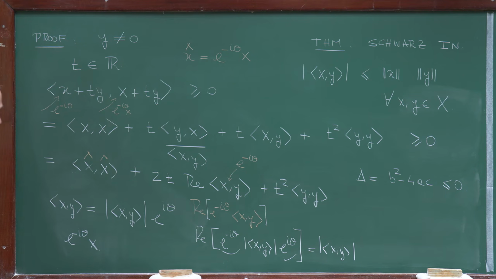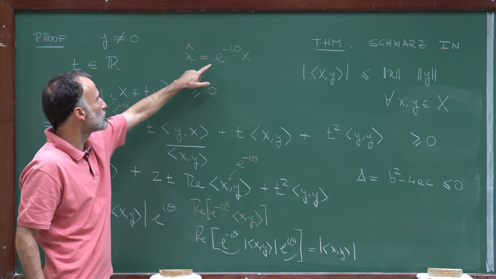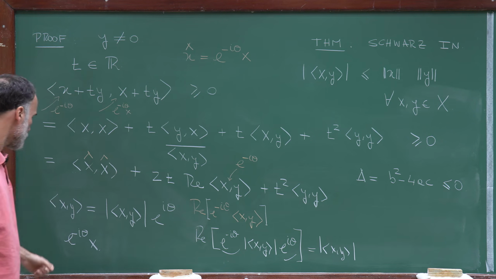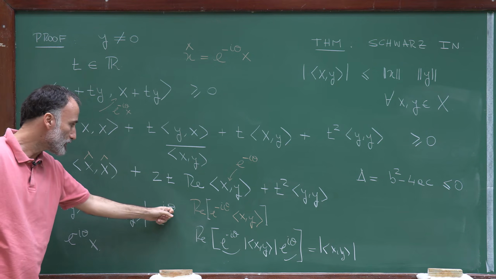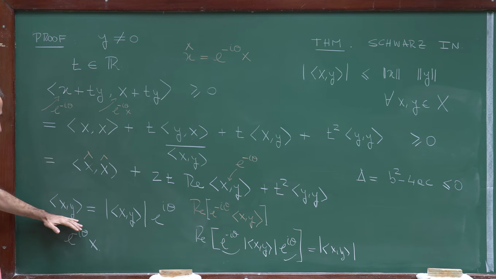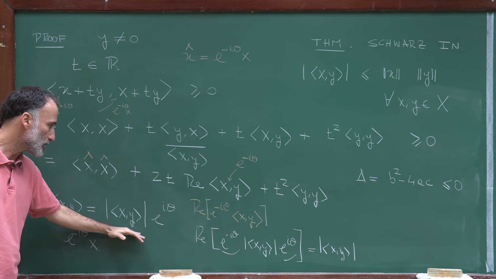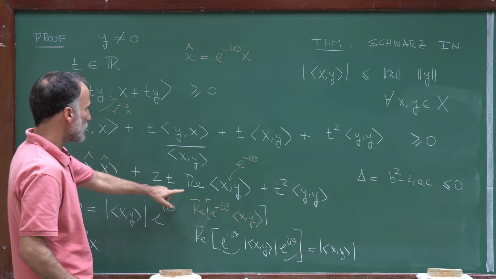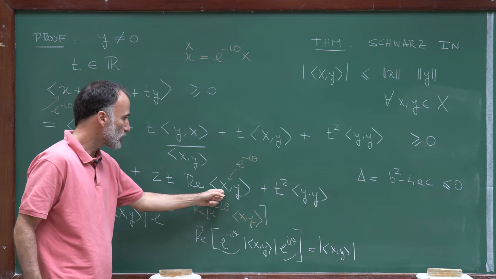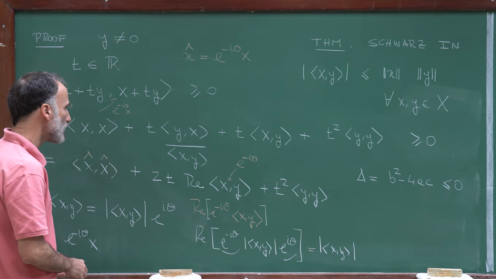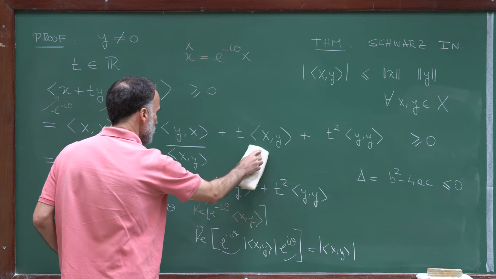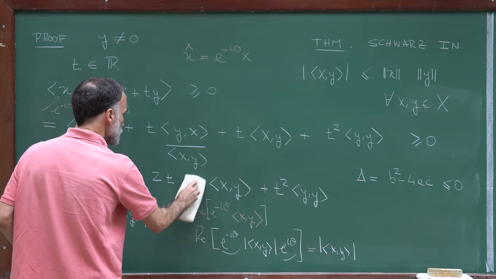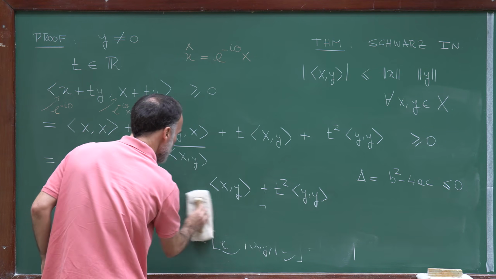So what I just did is that, in this computation, by replacing x by x hat, which is exponential minus i theta x, where theta is chosen for this scalar product to be equal to this absolute value times that number, we get that instead of having the real part of xy, we have the absolute value. So I will erase everything and just keep what we just obtained.